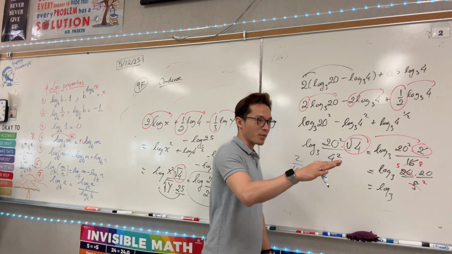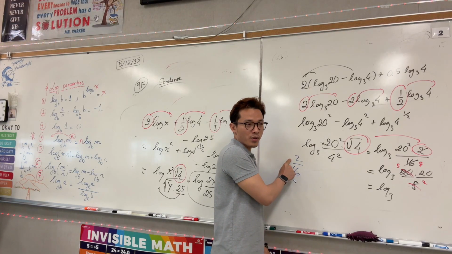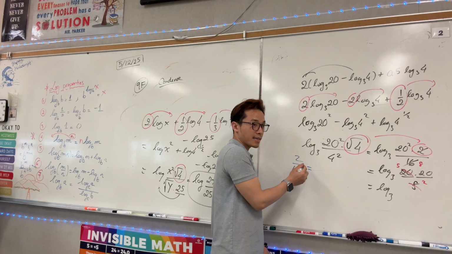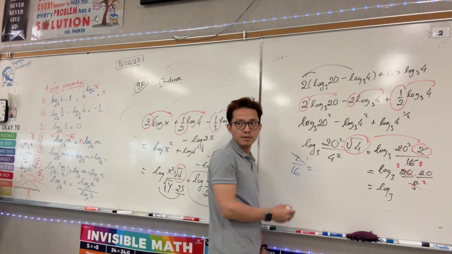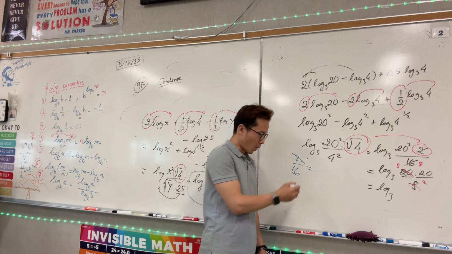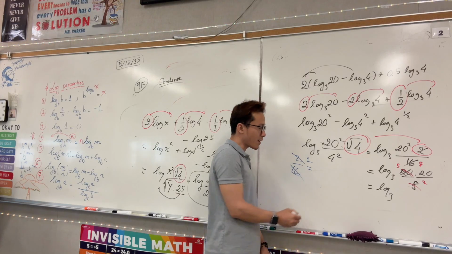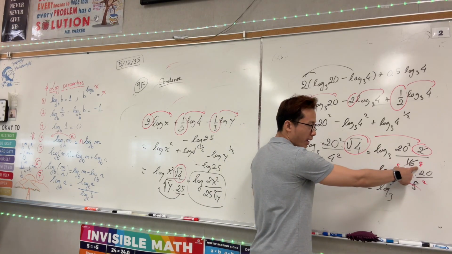No worry. We're going to do one by one. 2 over 16. How do you simplify it? They both can be divided by 2, right? 2 divided by 2 is 1. 16 divided by 2 is 8. That's why I have 8. Oh, yeah, okay.